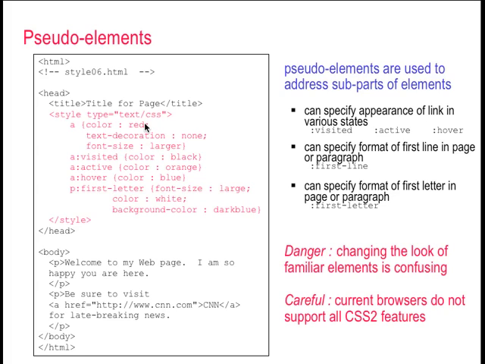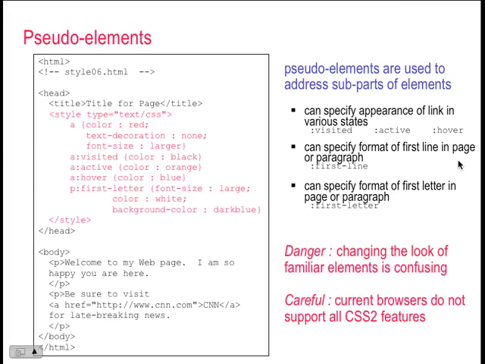Pseudo elements are used to address subparts of elements. And the interesting thing is all this stuff applies to everything: inline, external, or document level. All the tag formats are the same, all the concepts are the same. It depends on how you want to implement it. So pseudo elements are used to address subparts of an element. You can specify the appearance of a link for various states, visited, active, and so on, so we can actually change the definitions instead of using the browser defaults.